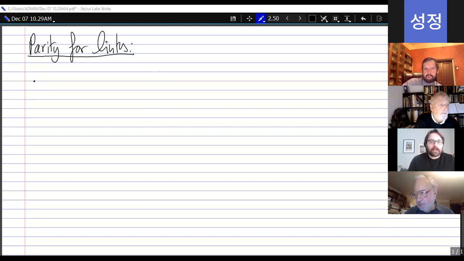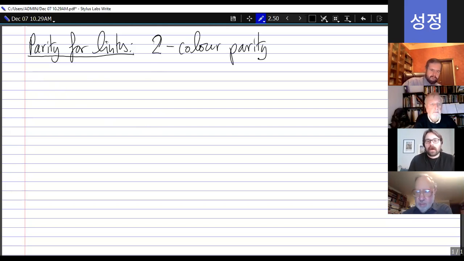So I'm going to mostly talk about the construction called the two-color parity, and describe some results about this. And along the way, I hope to be able to flag up some general principles that, in my thinking about parities for links, have come up. And I'd like to sort of advertise the problem of coming up with more and more parities for virtual links.